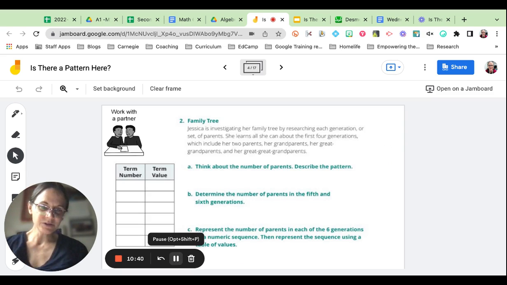Here's another sequence for you to work on with your partner. This time I'm just going to ask you to set a timer for 5 minutes. When you're ready to talk about the family tree, hit play.